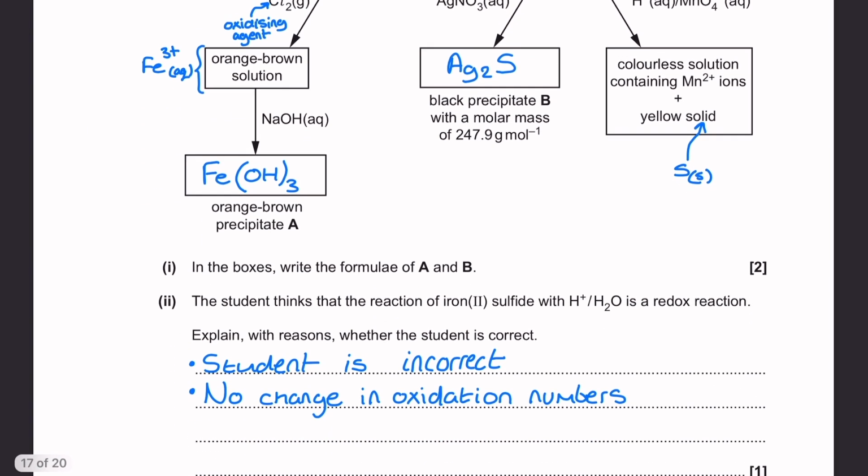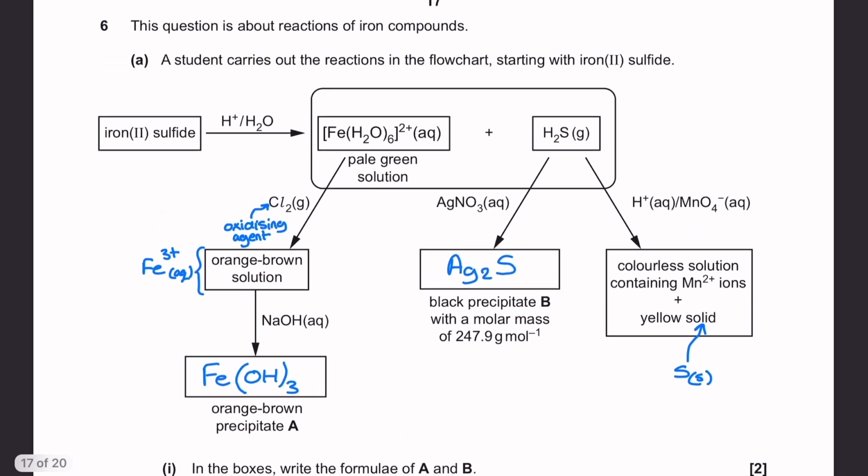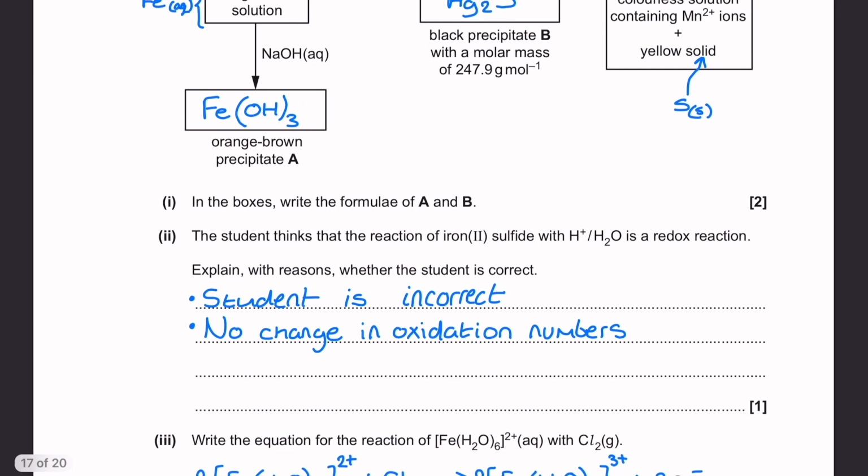The student thinks that the reaction of iron 2 sulfide with acidified H2O is a redox reaction. Is the student correct or not? No, it's not. The student is incorrect because you've got iron 2 sulfide, and then over here, because we know that water is a neutral monodentate ligand, the ion is still 2+ over here. So no oxidation, no redox has taken place. There is no change in the oxidation numbers.